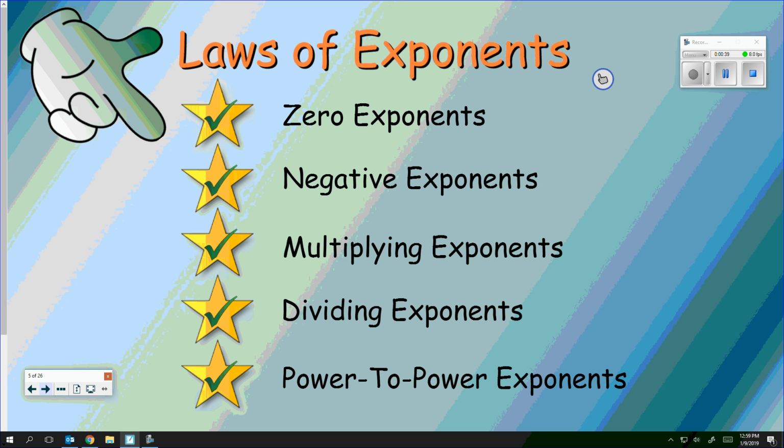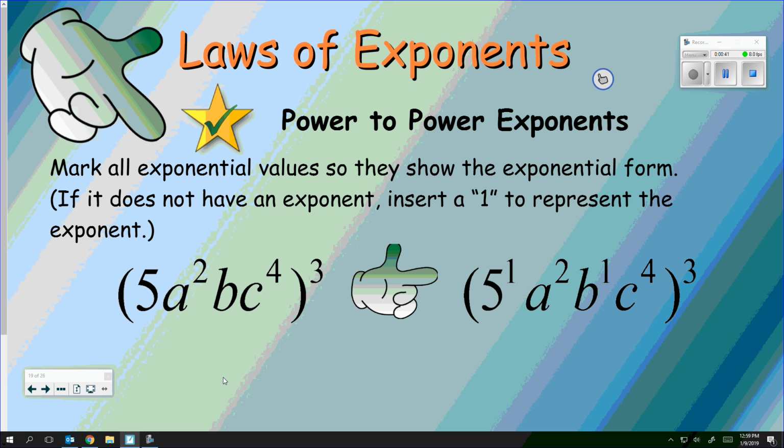So again, we're going to do power to power. With power to power, we're going to mark all of our exponential values so they show the exponential form. If it does not have an exponent, insert a 1 to represent this exponent. So if we look on the left-hand side, it says 5a squared, b, c to the fourth, and all of that is going to be raised to the third power.